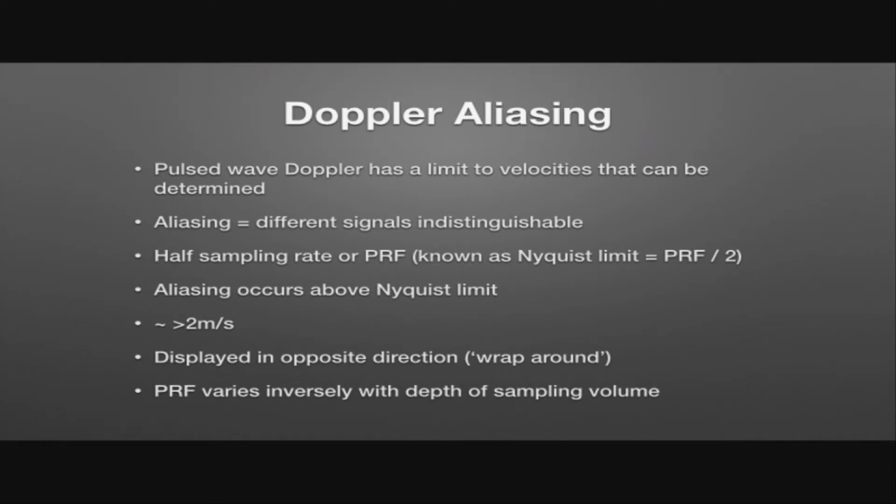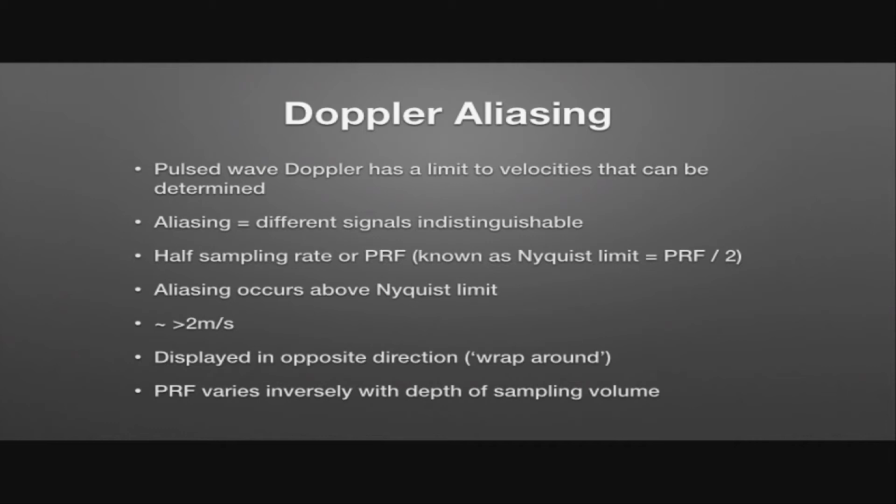So we said that pulse wave Doppler has a limit to the velocities that it can be determined, and this is what aliasing is known at. And aliasing is essentially what happens because different signals can be indistinguishable above that velocity. The exact velocity that we're looking at, which we can determine where we're going to get aliasing above that, is known as the Nyquist limit. And the Nyquist limit is the pulse repetition frequency divided by 2. So that's the sampling rate, or the pulse repetition frequency of that received echo divided by 2.